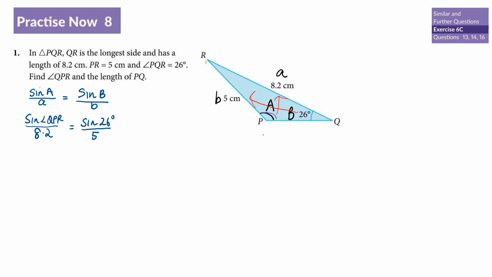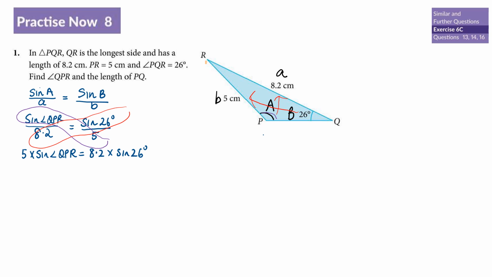All right, so the next thing is we're going to do a cross multiply. So that's quite easy because if you're finding sine angle QPR, we will just do this first. Take 5 times sine QPR, and then your equal sign remain the same in the middle. And then after that, do the other side. So let's do the first side first, which is 5 times sine angle QPR equals to 8.2 times sine 26.